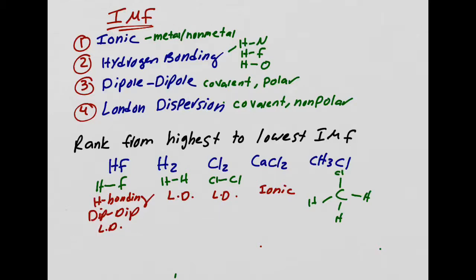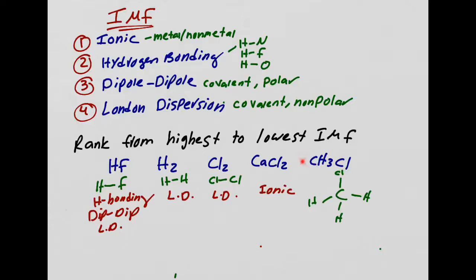Hydrogen bonding? No. There is a hydrogen, but the hydrogen is attached to carbon. CH, this bond is pretty happy. This hydrogen is not desperate enough to want to go and make a hydrogen bond. So hydrogen bonding has to be one of those, not CH. So it's not hydrogen bonding. It's not ionic. It's a dipole-dipole.